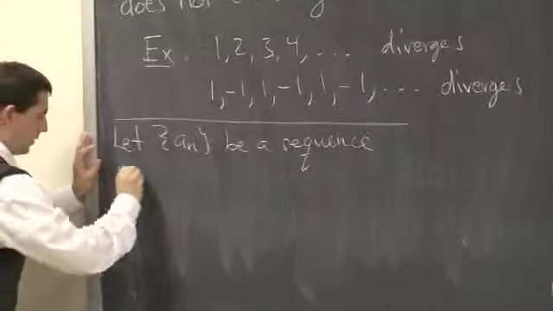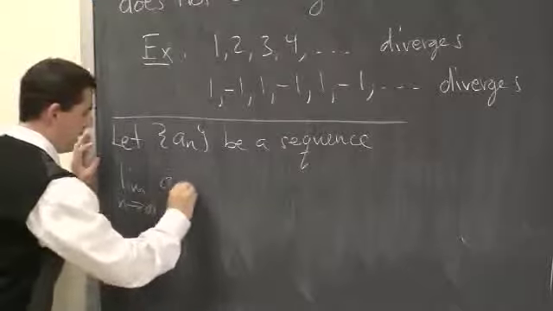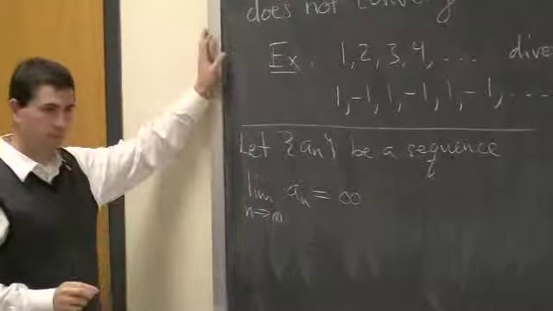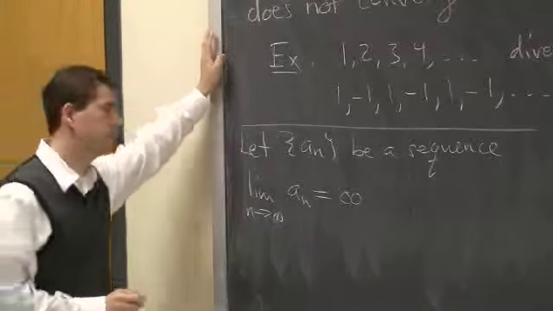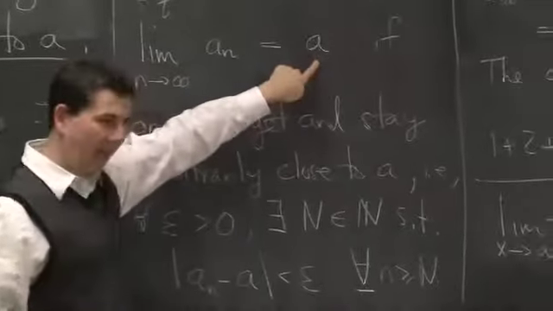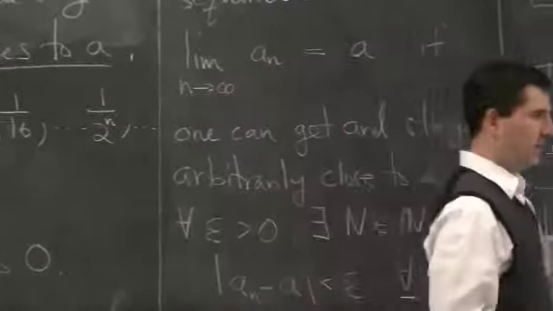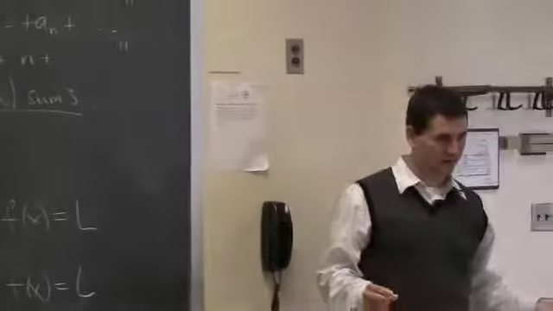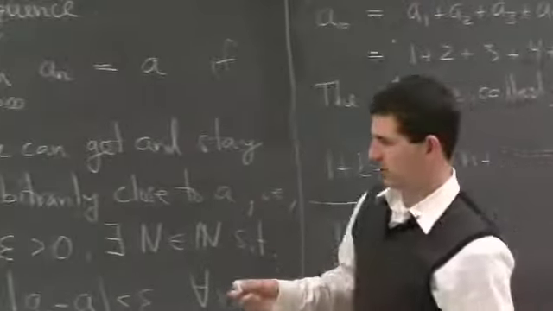So the limit, what is it going to mean? The limit, n goes to infinity of a_n equals infinity. Well, let's try to mimic what we did. So first, let's do the informal. To have a limit of A, it's supposed to get and stay arbitrarily close to A. Now, infinity is not a number, so you can't get arbitrarily close to it. All right. So we have to change that a little bit.